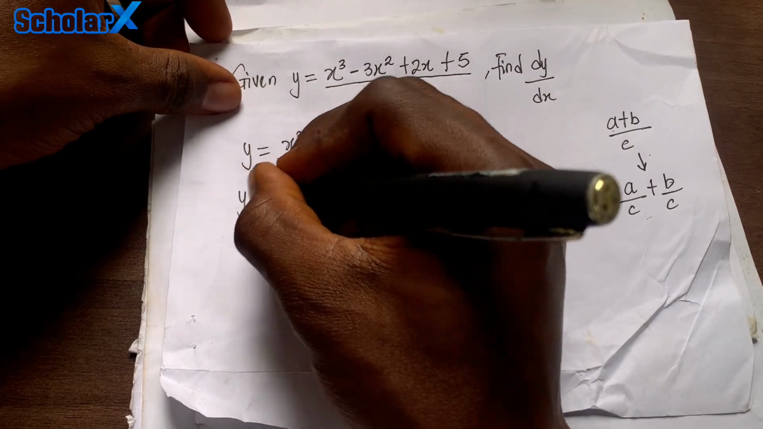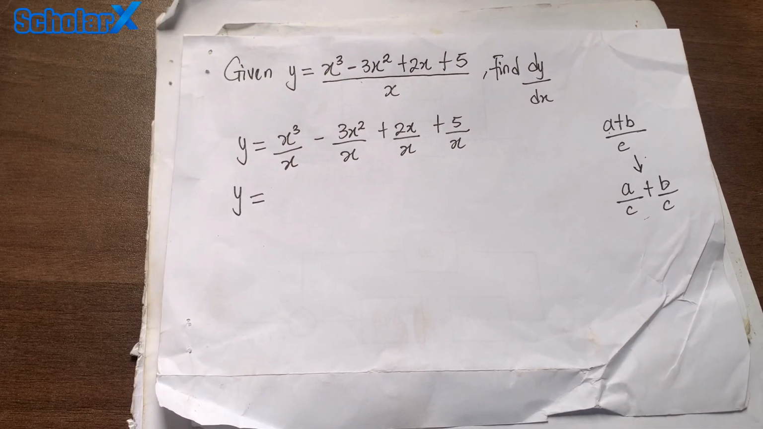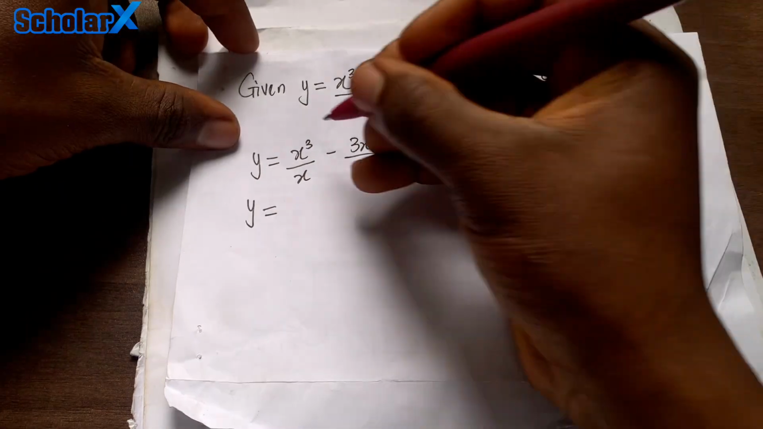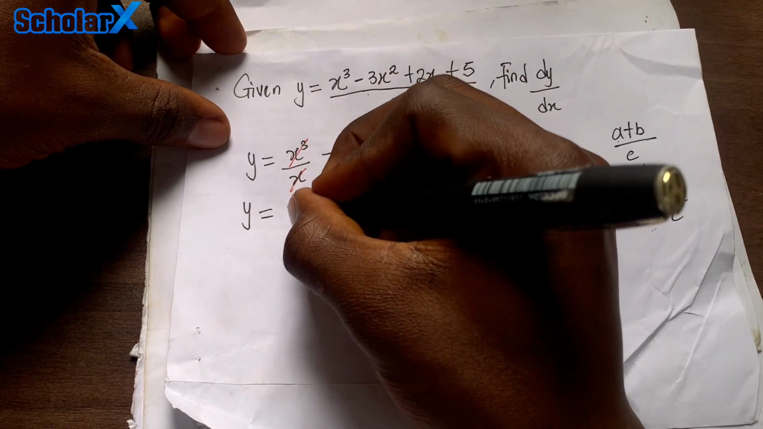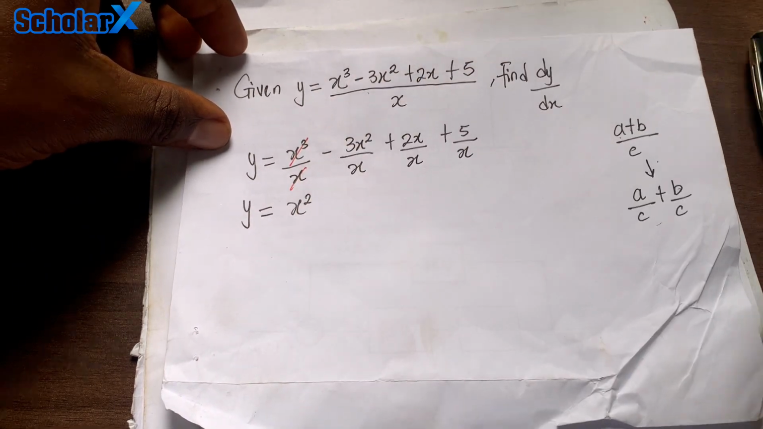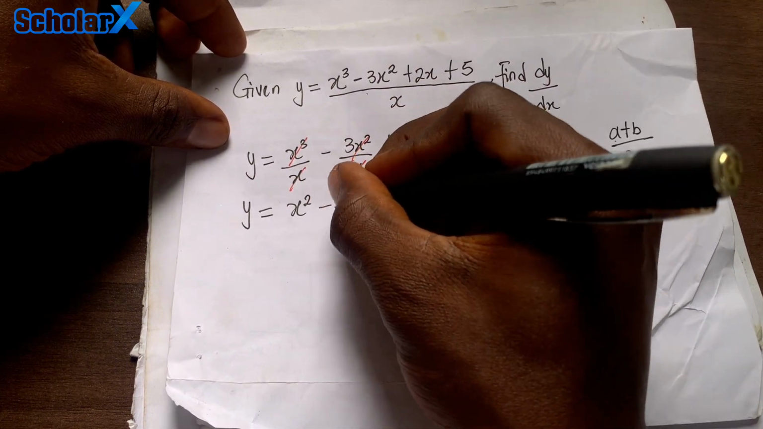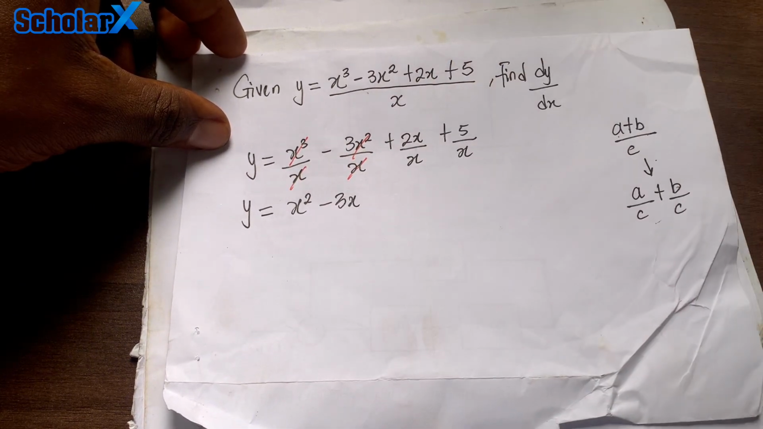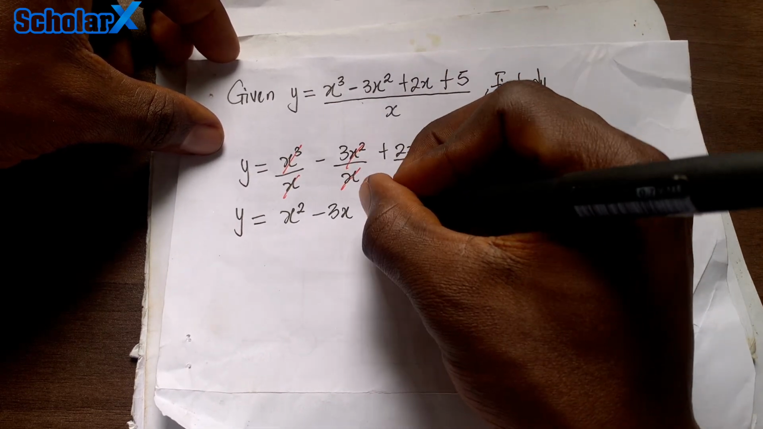So it becomes y equals what? Of course, 1 x eliminates 1 x from here, so you're going to be left with x squared. Now, 1 x eliminates 1 x from here. You're going to be left with minus 3x. 1 x eliminates 1 x here. You're going to be left with 2. So that's going to be plus 2.